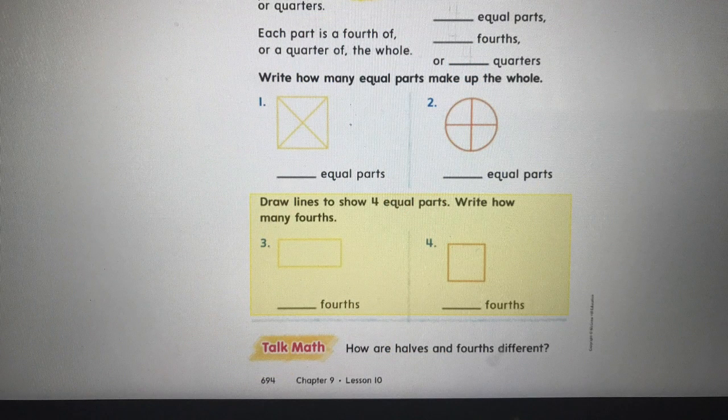3 and 4, draw lines to show 4 equal parts. Write how many fourths. So in the rectangle and the square, you need to draw one horizontal line and one vertical line to make 4 equal parts. If you want to in the square, you could draw 2 diagonal lines. Just make sure that whatever lines you draw, there are equal parts on each side of the line.